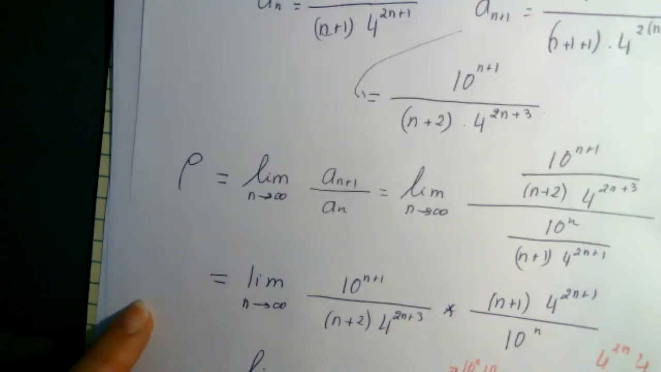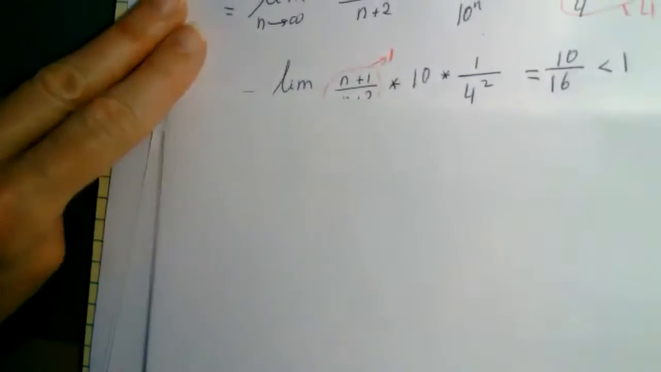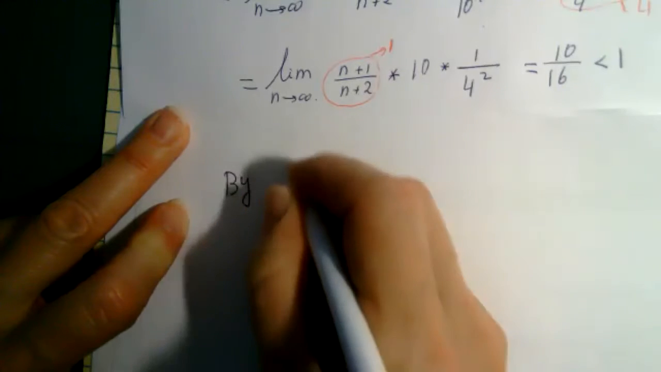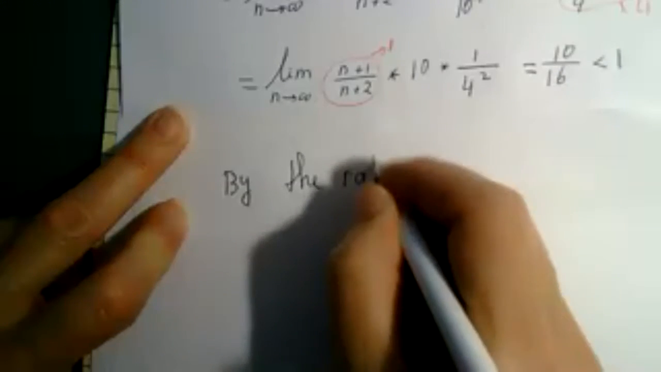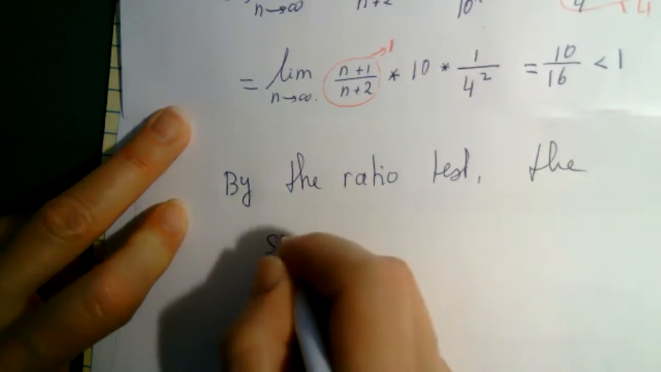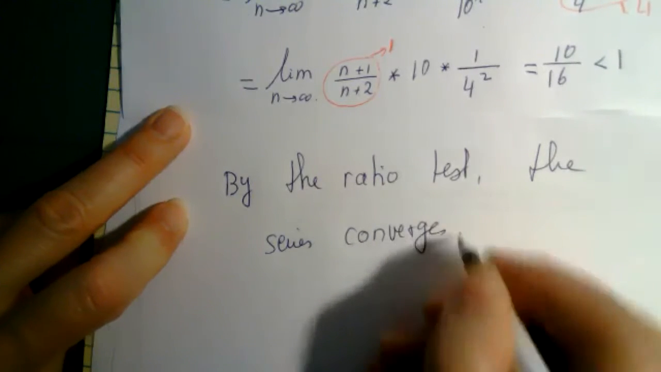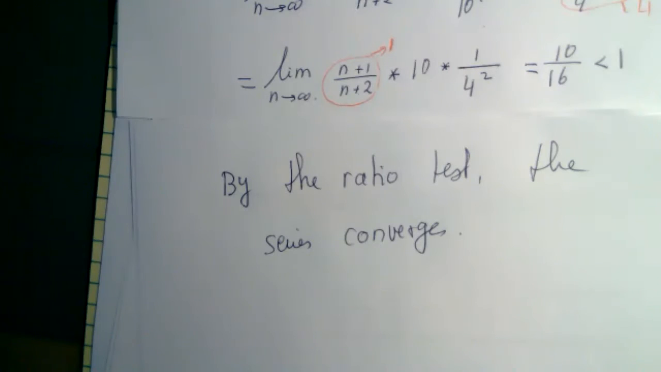It means a_(n+1) over a_n is going to give me a number which is strictly less than 1. So by the ratio test, which is applicable now, the series absolutely converges. End of the problem. Any questions before we move on?